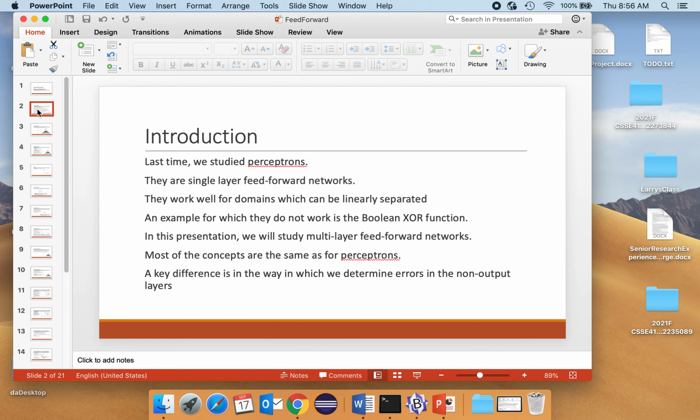So in this, we will see that feed-forward networks have hidden layers. They have more than one layer, and they can learn functions that are not linearly separable. So the good news is that most of the concepts for feed-forward networks are the same as for perceptrons. And the key difference is the way in which we determine errors in the non-output layers. So that's really what we need to understand.